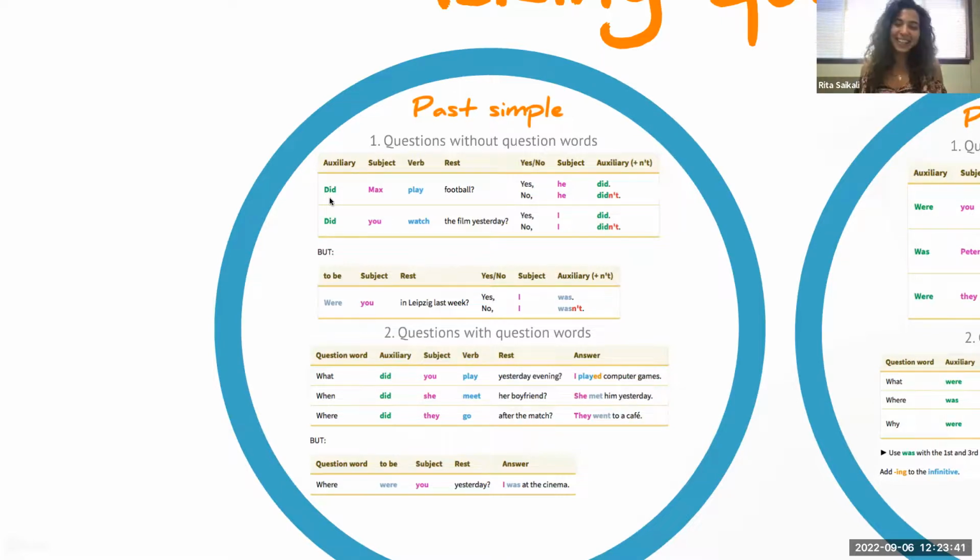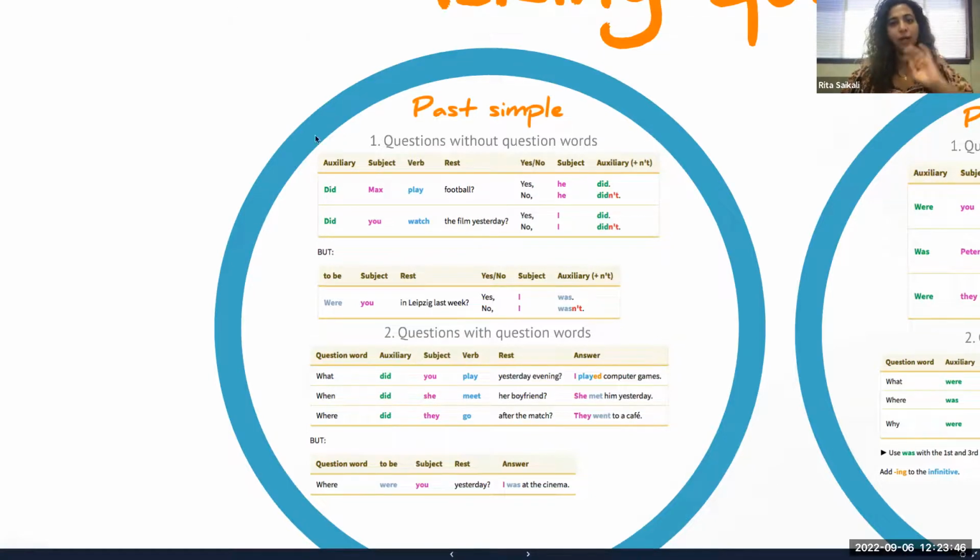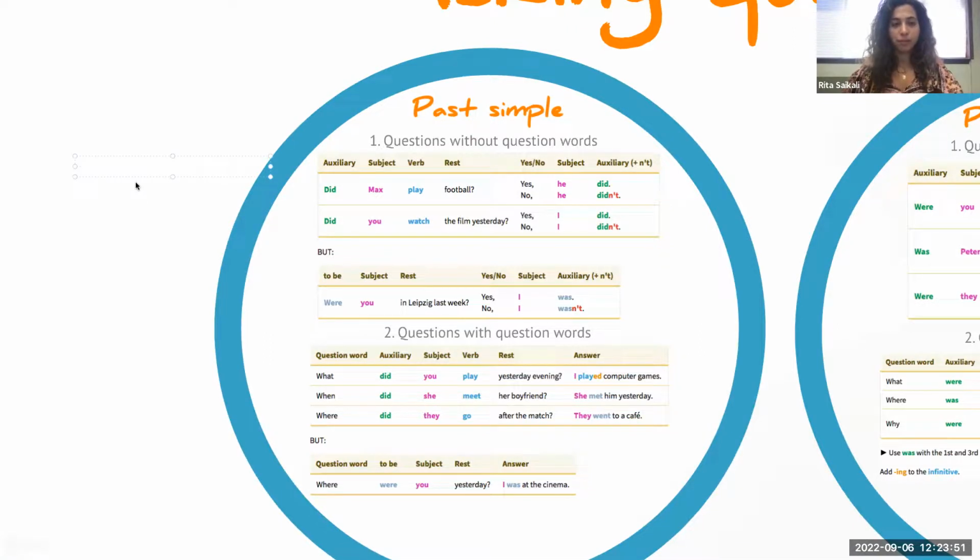All right, but I do love the examples. You guys remember that when we talked about the verb do with a negative, we said do not is the same as don't, right? In the past, we have the same rule, except it's not do, it's did. So did not is the same as didn't.